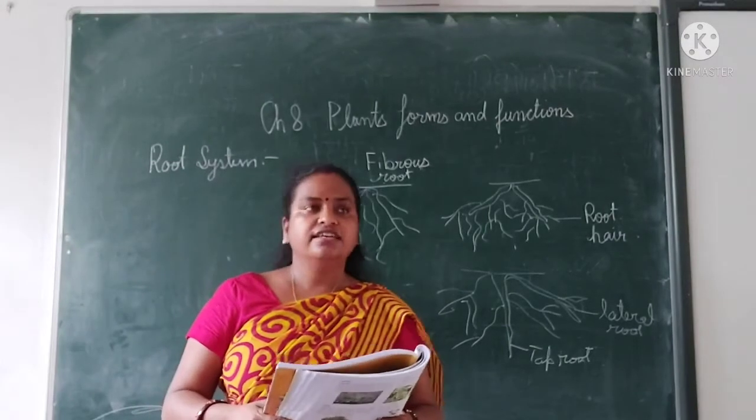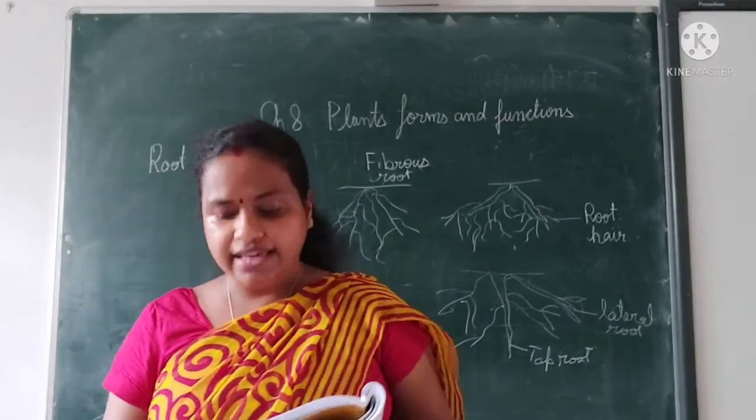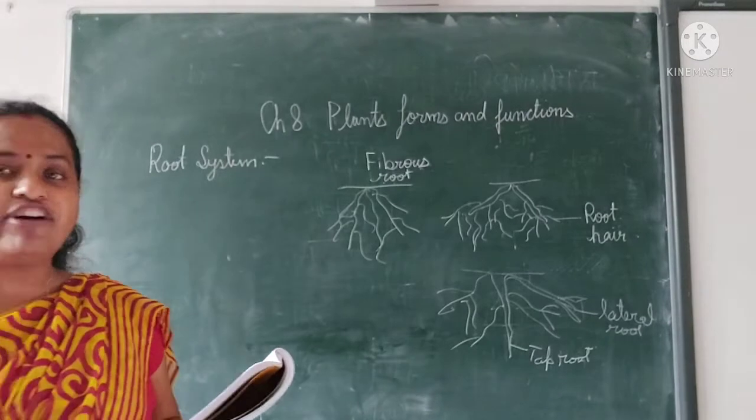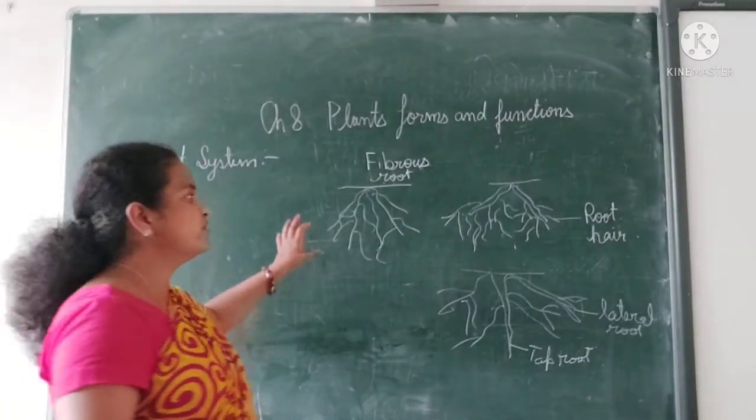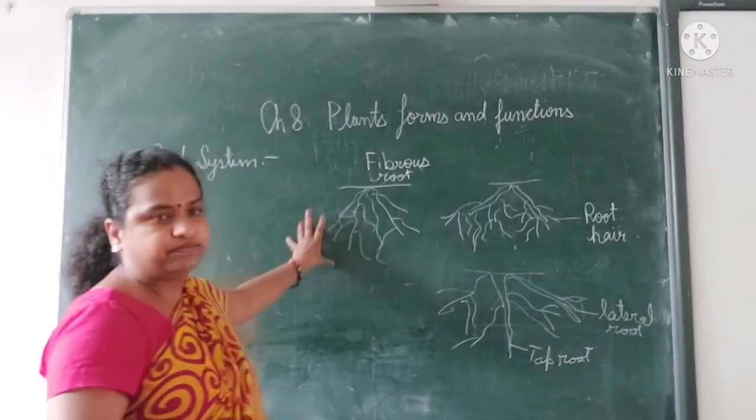Plants like wheat are also a type of grass. Maize and rice have a fibrous root system. Okay, you can see that mainly in grasses you will have a fibrous root system.